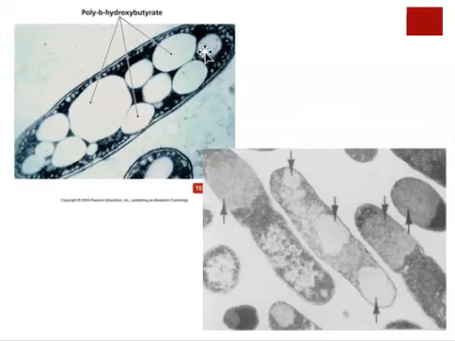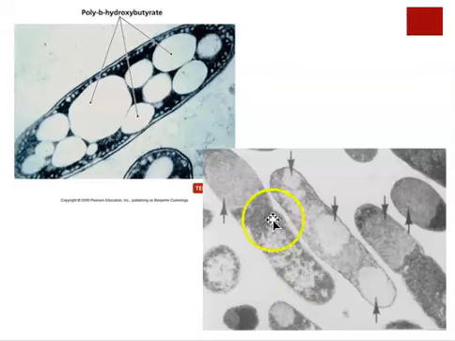For later on, it can burn the fat if it ever gets into a situation where it doesn't have enough energy. It doesn't have enough nutrients in order to provide energy to itself, so it will burn the fat for that reason. Down here on the lower part of the slide, you can see several rod-shaped cells. And inside several of these, there are, again, these big white sort of cavities. These are lipid-containing inclusion bodies for energy storage.